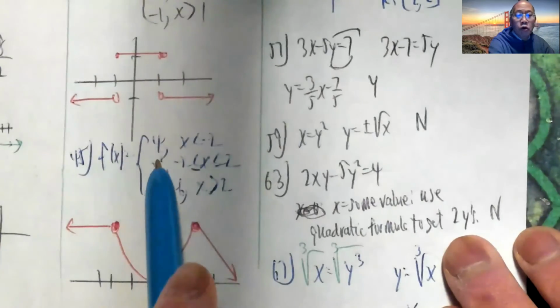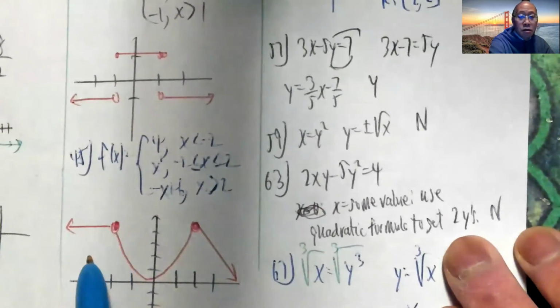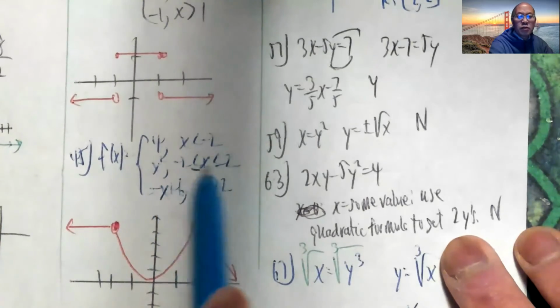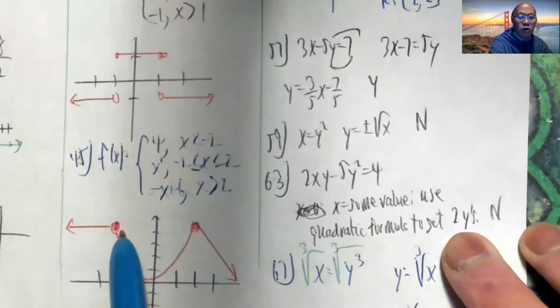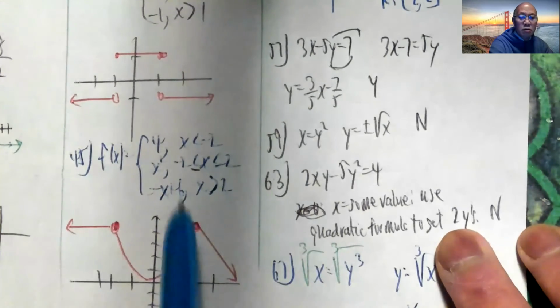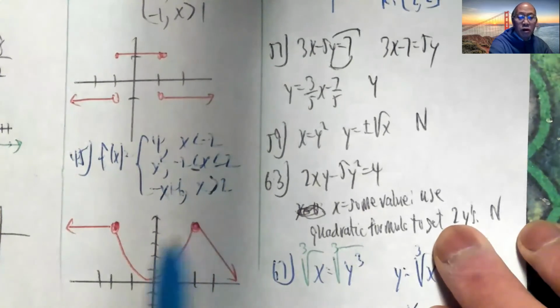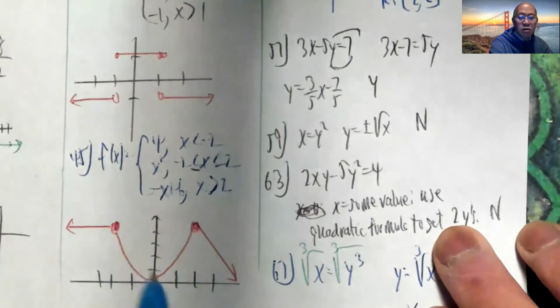45, f of x is 4 if x is less than -2. So constantly 4. Then x squared between -2 and 2 inclusive. If I plug in -2, I get 4. That closes up that circle. And 2, 4 also here. I know it's parabolic. Goes like this.